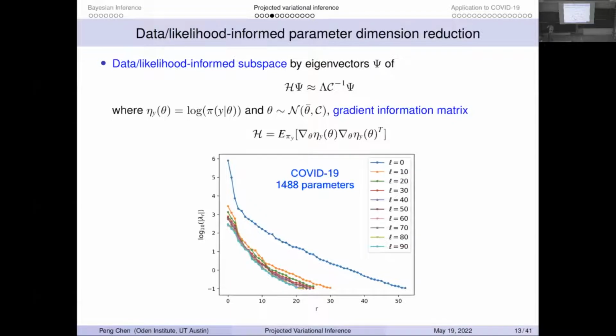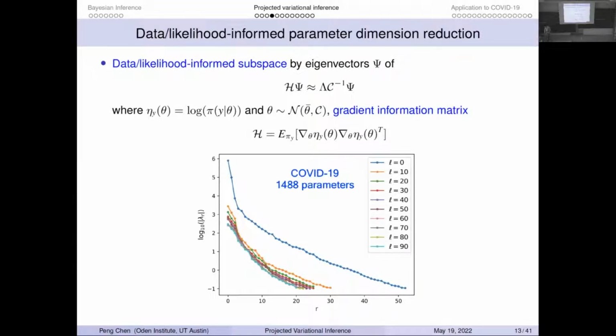Well, more in detail, how to compute the basis for the subspace. This is a way to compute it. This is the so-called data or likelihood informed subspace. It's given by the eigenvectors of this generalized eigenvalue problem. On the left here, this H stands for the data information. On the right here, you have the C. C stands for the prior covariance information.